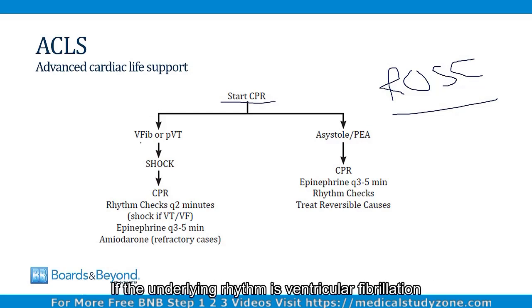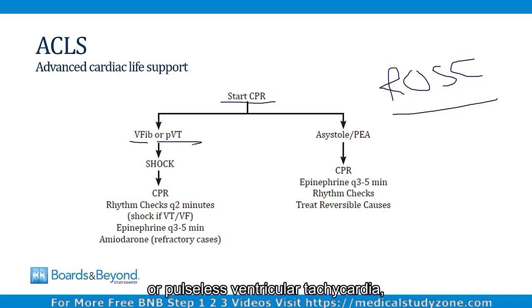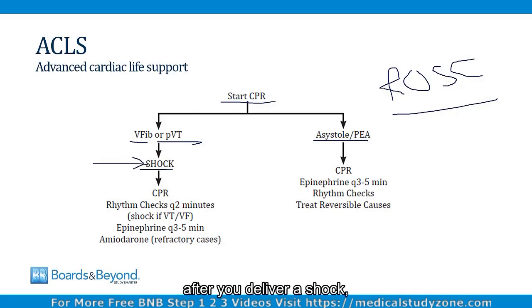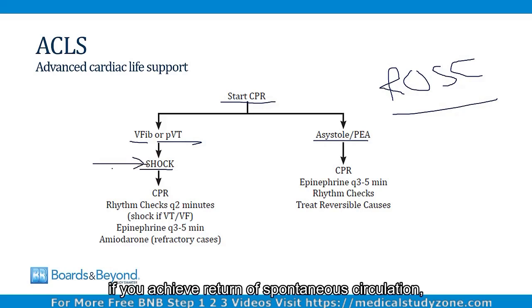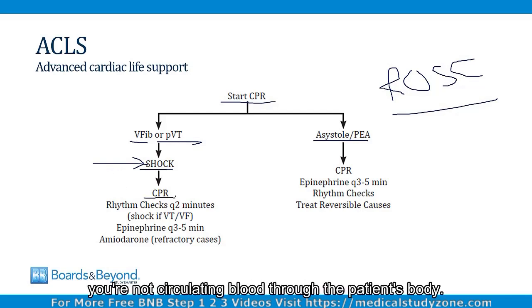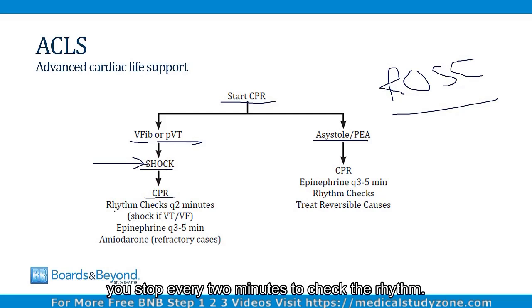The next steps after this depend on the underlying rhythm. If the underlying rhythm is ventricular fibrillation or pulseless ventricular tachycardia, then the next step is to shock. On the other hand, if the underlying rhythm is asystole or PEA, a shock is not advised because these are non-shockable rhythms. In patients with VFib or pulseless VT, after you deliver a shock, if you achieve return of spontaneous circulation, then you stop. If, however, the rhythm persists and the patient remains in cardiac arrest, then you want to go back to doing CPR. Because remember, when you're not doing CPR, you're not circulating blood through the patient's body. As you're doing CPR, you stop every 2 minutes to check the rhythm.